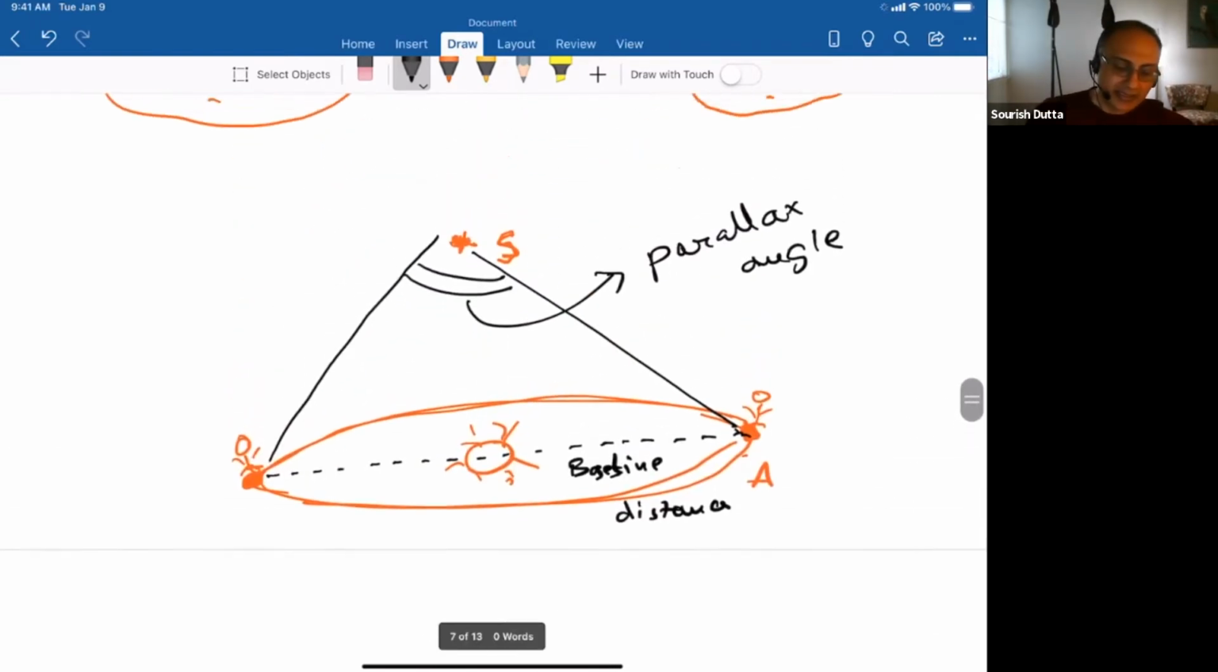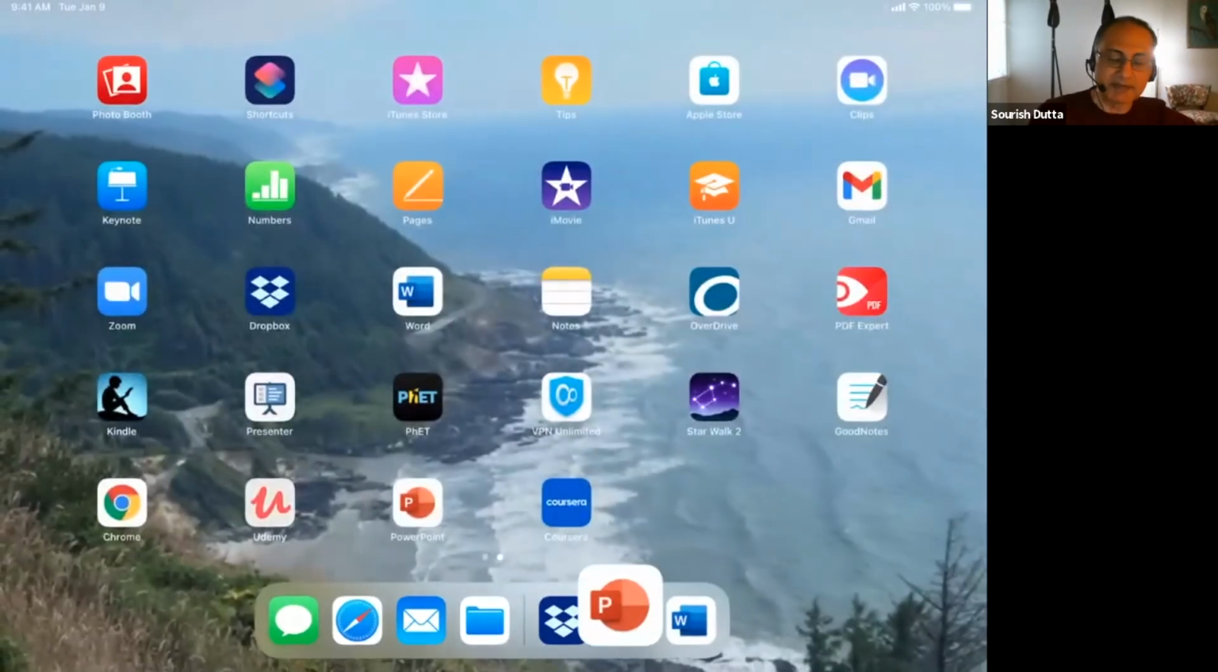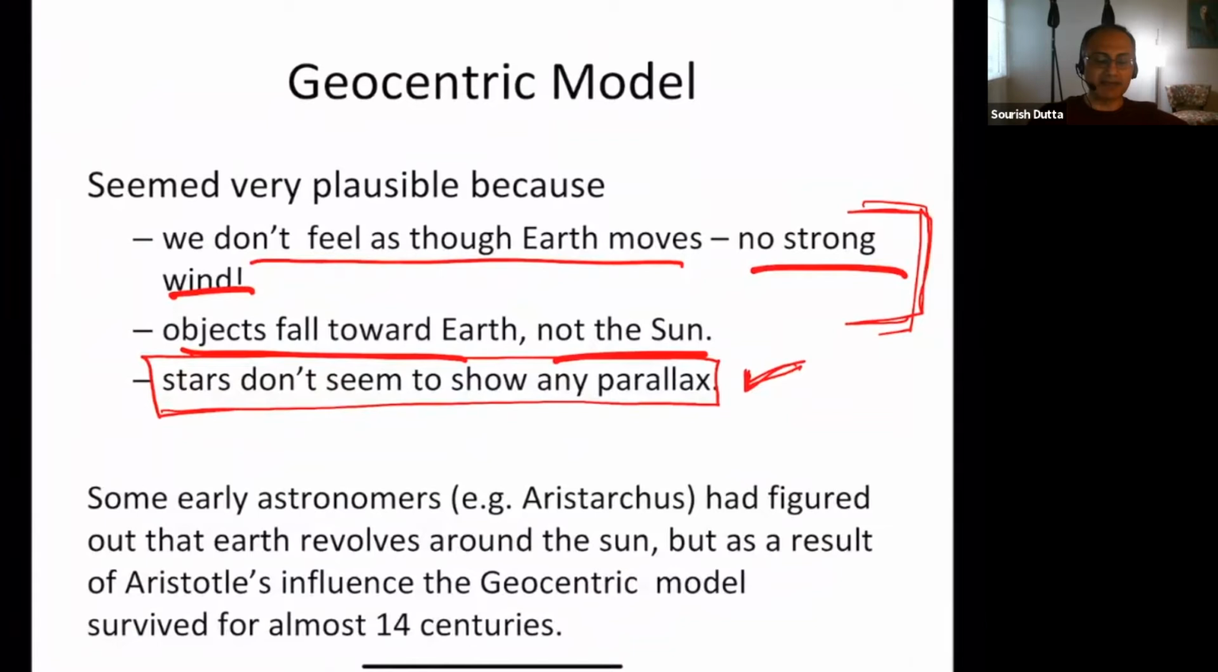So coming back to why people believed in the geocentric model and the fact that the Earth seems to be at rest, it is because none of the stars showed any parallax at all whatsoever. A star will show parallax if the Earth is moving, right? Because then you'll be looking at the star from different vantage points. So its apparent position in the sky should slightly change. But none of the stars showed any parallax at all.